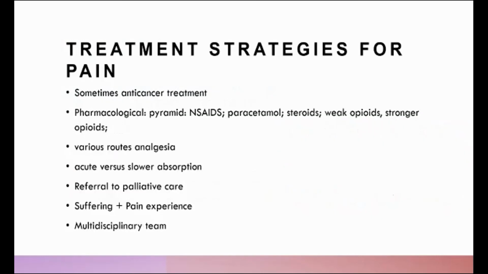So sometimes anti-cancer therapy, such as chemotherapy, may be the best attack to manage pain. Sometimes there's a pharmacological pyramid. So we start with simple analgesia like Panadol, anti-inflammatory drugs, sometimes steroids, and then we step up to weak opioids. And then the top of the pyramid is stronger opioids. We can use fast acting ones that work really quickly, or we can use really slow acting ones that last you a day, and they can be up-titrated. We can swap opioids. There's a whole host of things. You can take them orally.